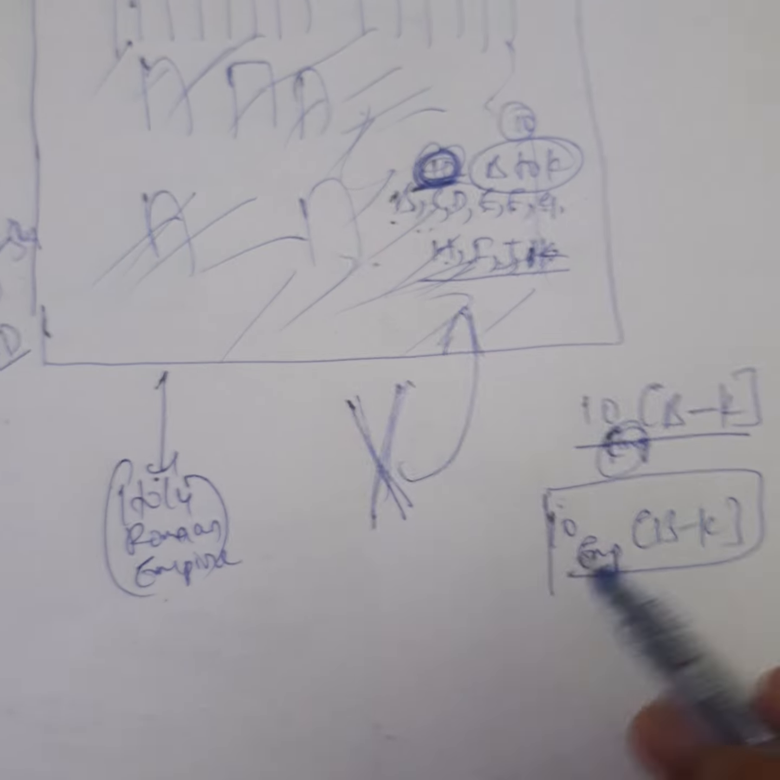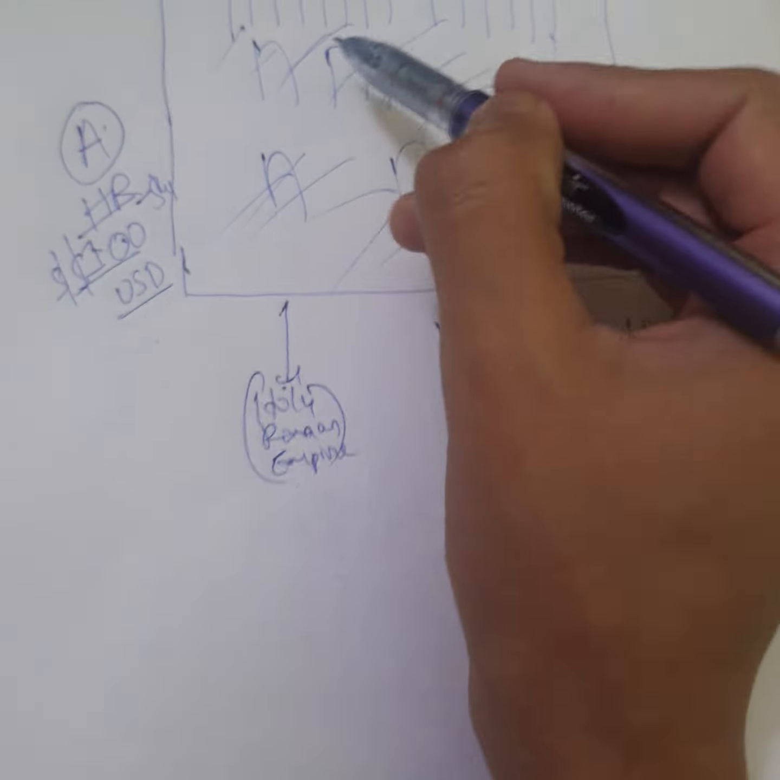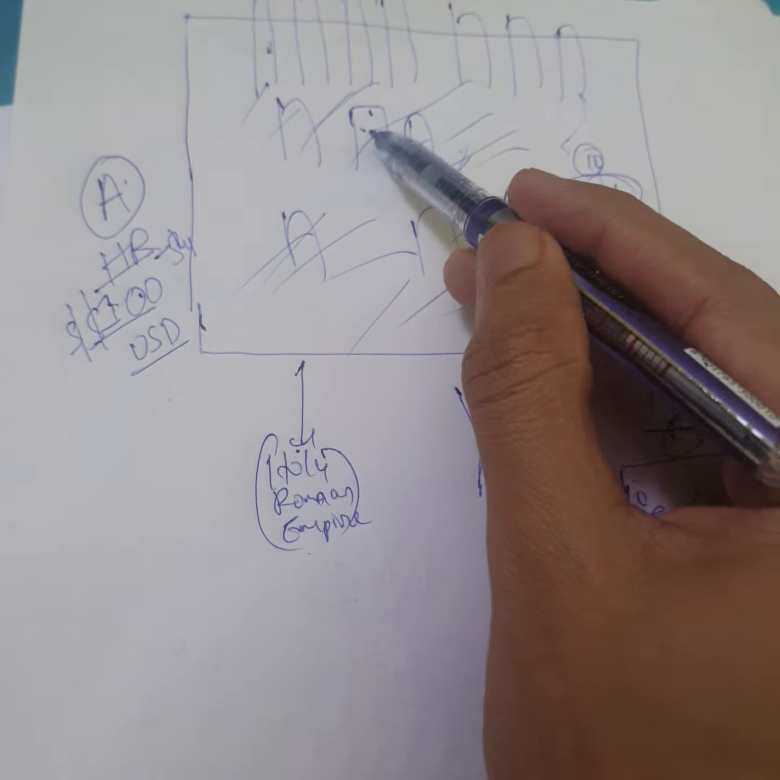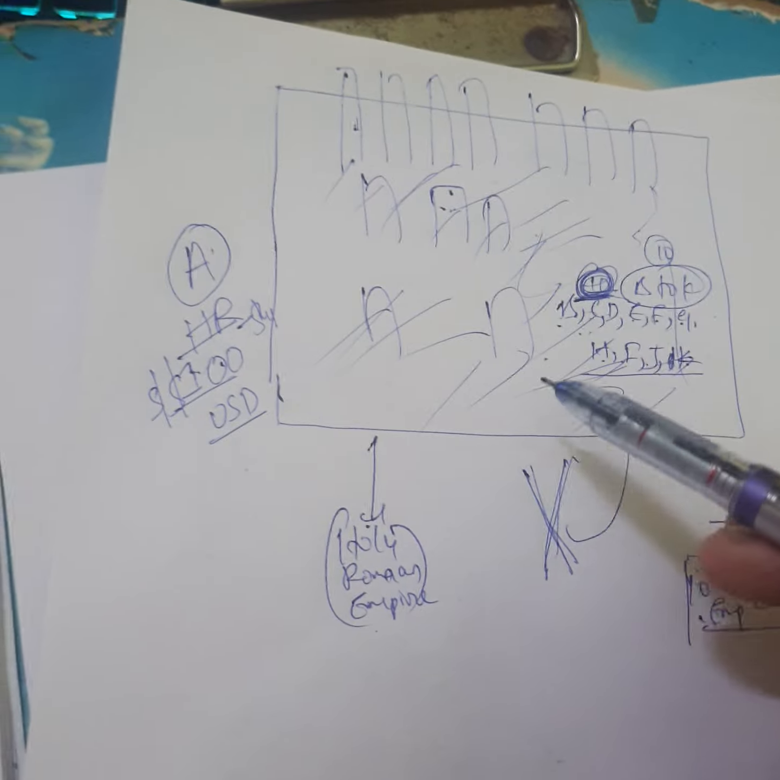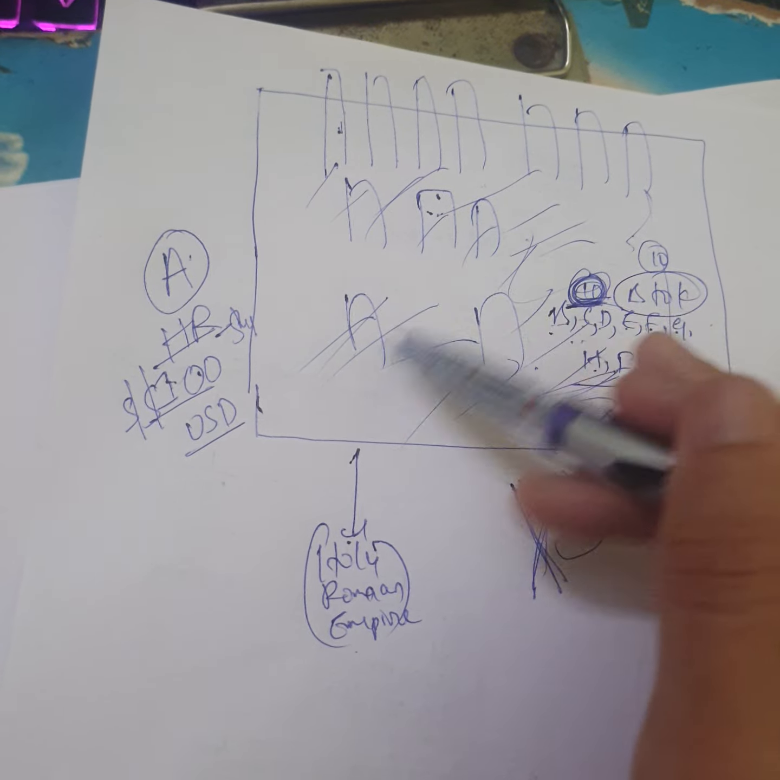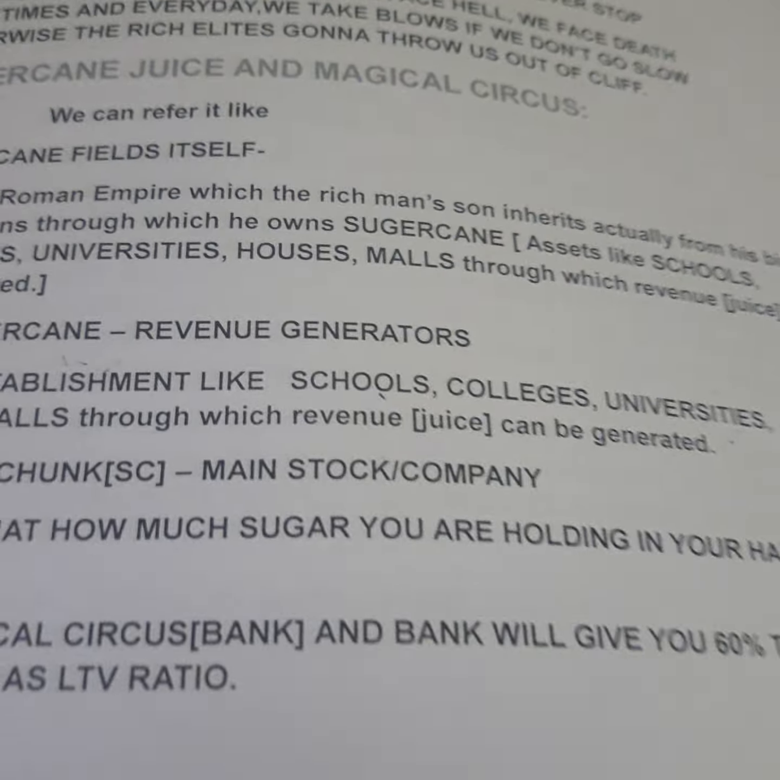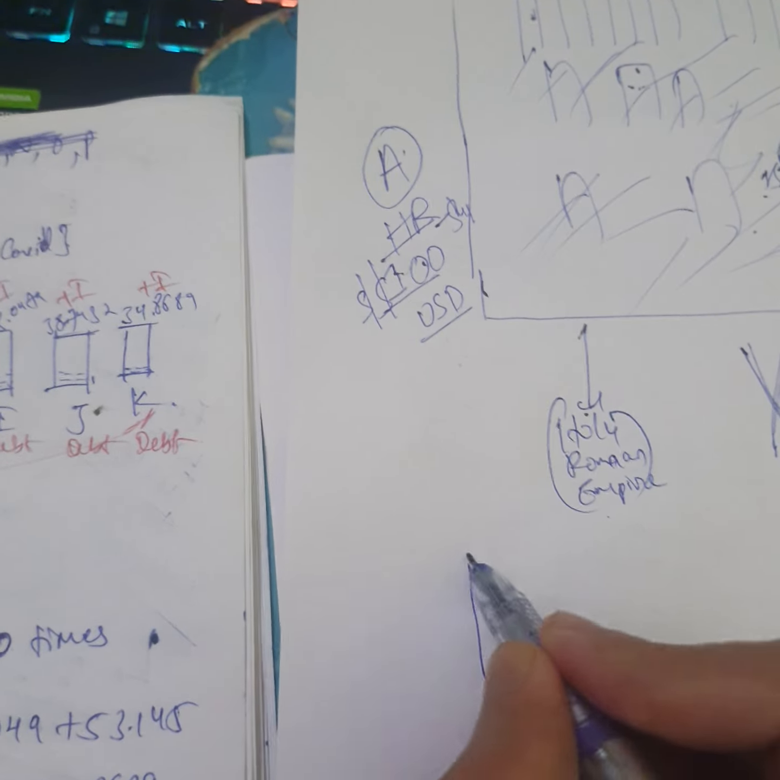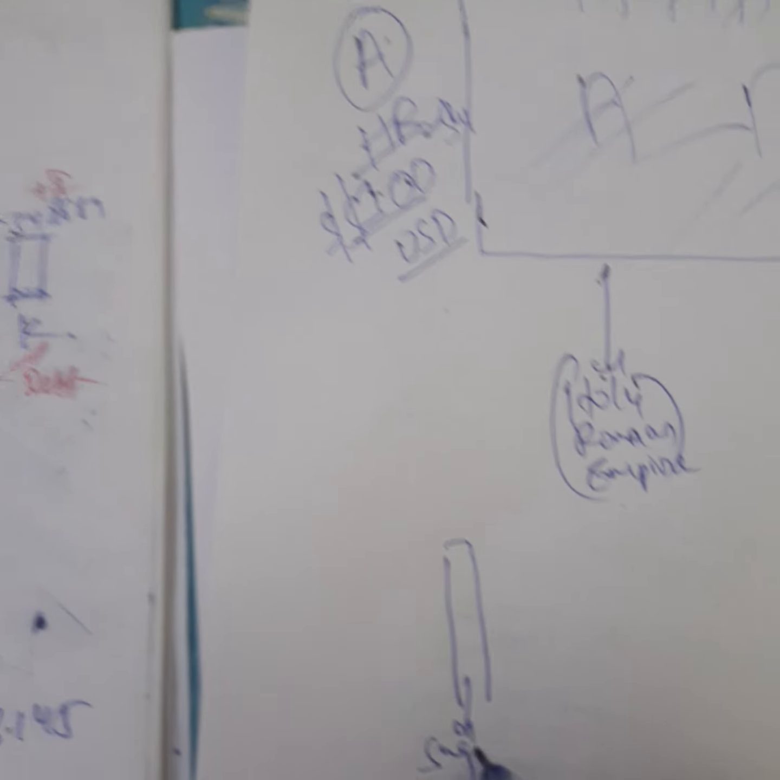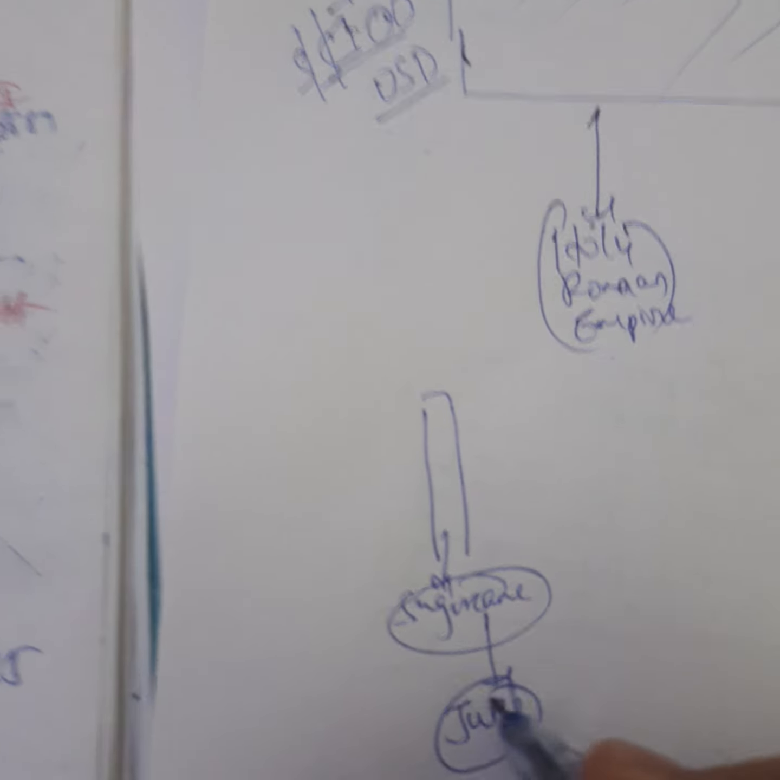That is the meaning. The 10 employees from B to K are working in agriculture fields. When they are working in the agriculture fields, they are cultivating this sugarcane. When they are cultivating the sugarcane, you need to understand now. The big sugar chunk. The sugarcane is this one, through which the juice can be extracted.